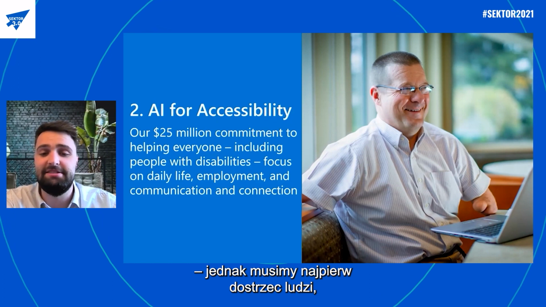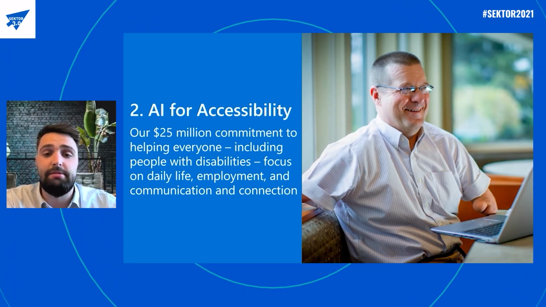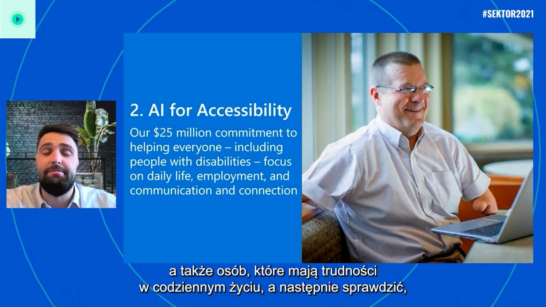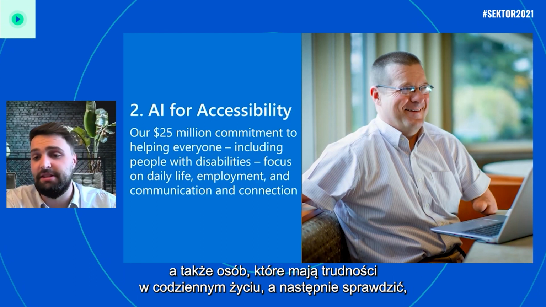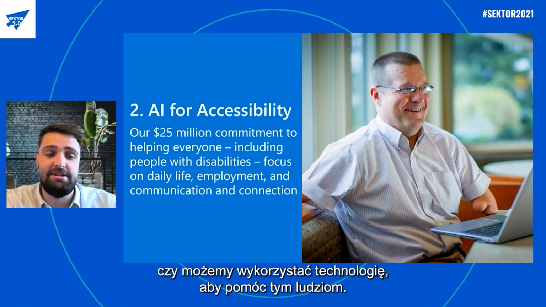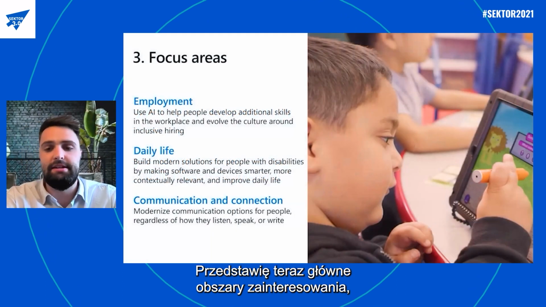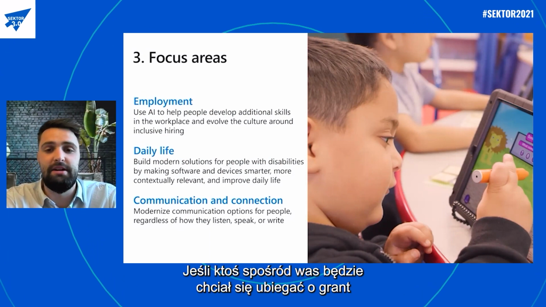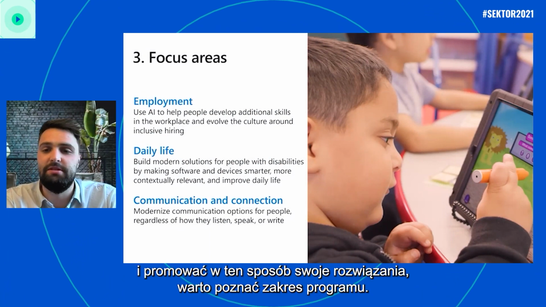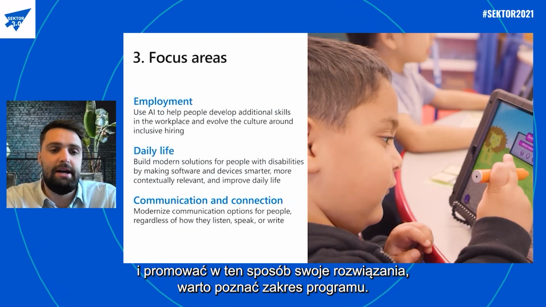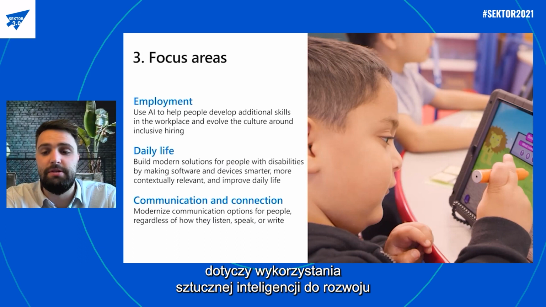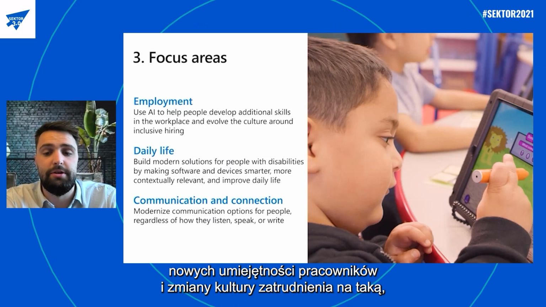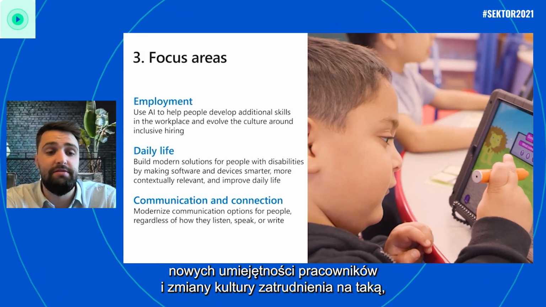The way of starting is to see people who are having a problem with accessing or using technology, or actually people who are having problems with their daily lives, and then see if we can use technology to assist these people. So like the others, I've brought the focus areas. If any of you want to apply for a grant or have a solution around this, it's good for you to know what the scope is. So employment is one. It's focused on using AI to help people develop additional skills in the workplace and evolve the culture around inclusive hiring.